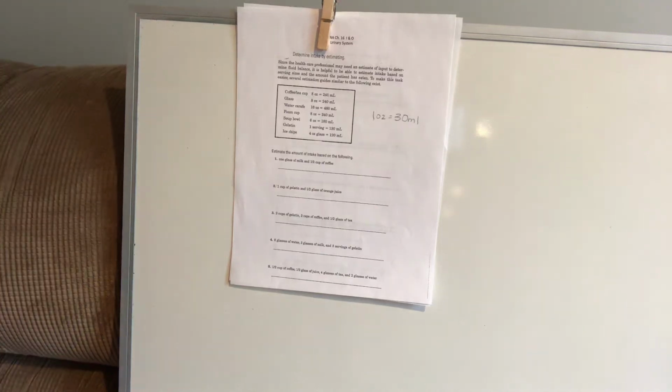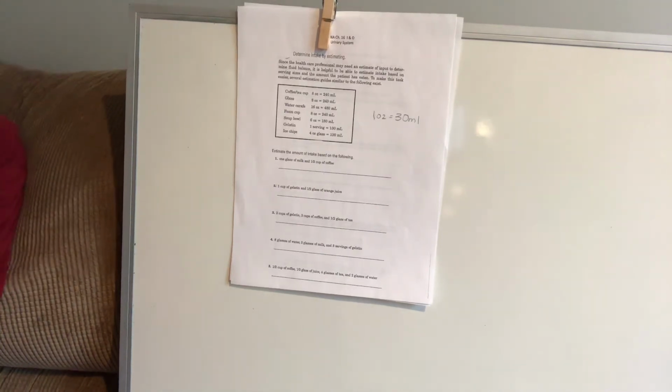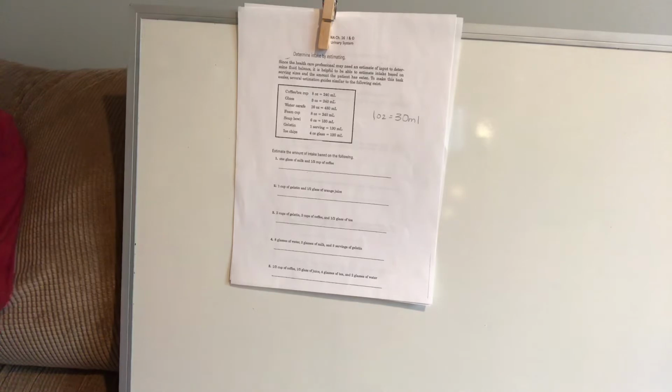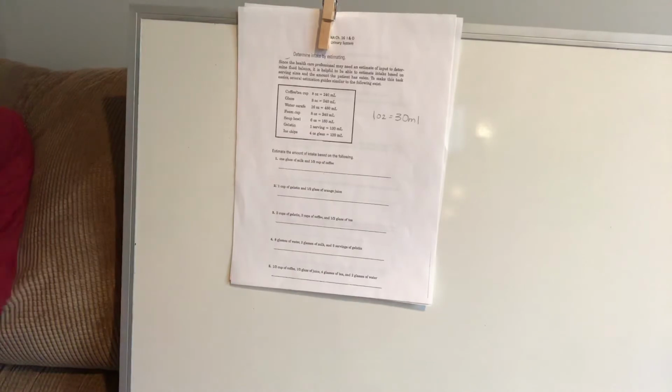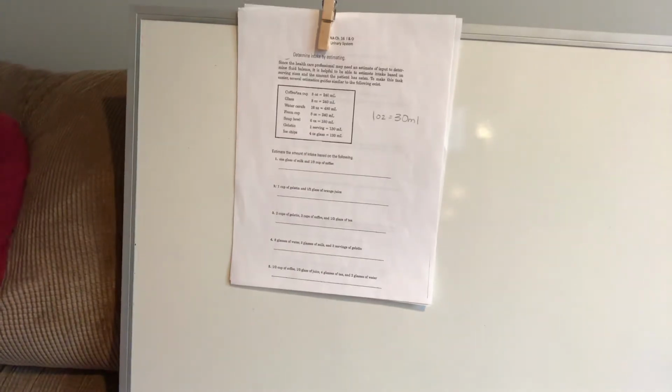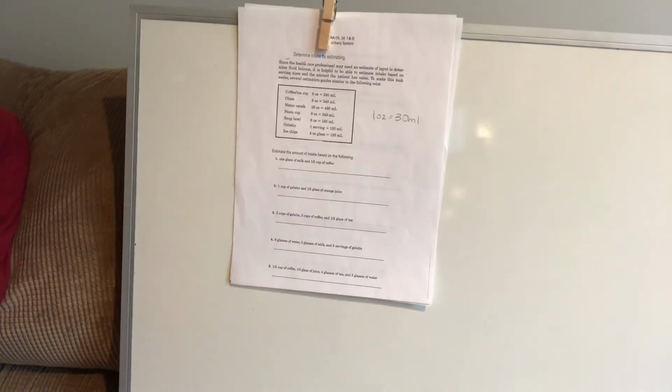Okay, we are on determining intake by estimating. One of the nice things that you'll see on here is that it has a little chart. For an intake and output record, it will probably still have a chart like this, just like it had a chart when we were looking at the food acceptance record. It kind of had a little reference there for you.